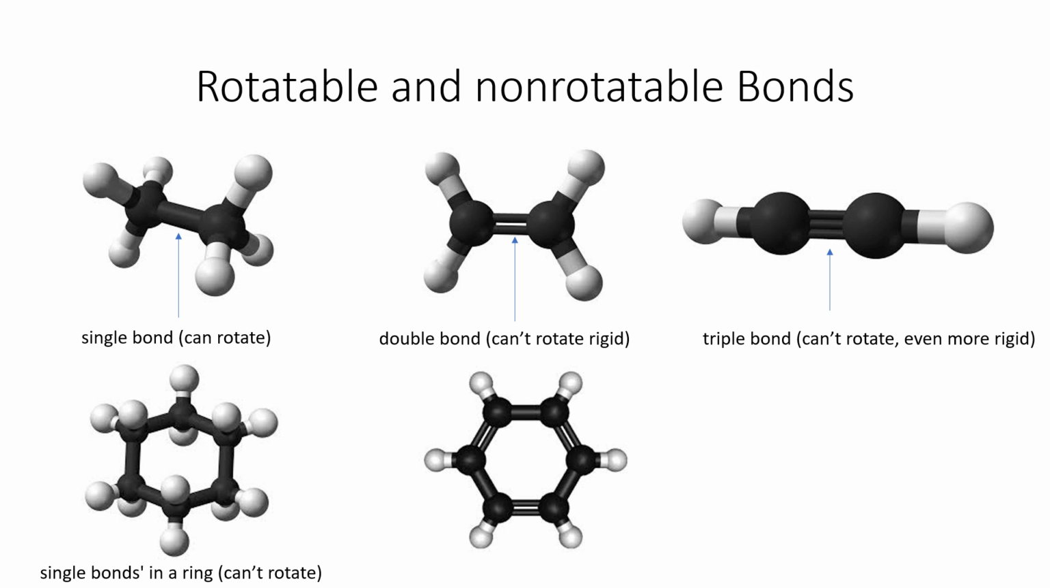Now, if you've taken organic chemistry, you've probably drawn many benzene rings, this next compound. This is a single-double alternating bond in a ring. This is even more rigid than cyclohexane. Double bonds in a ring cannot rotate.